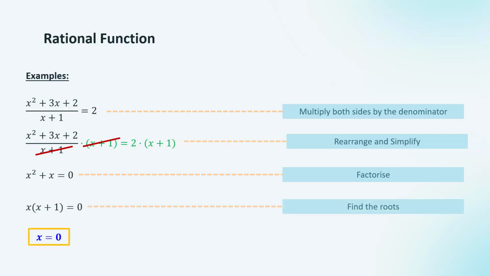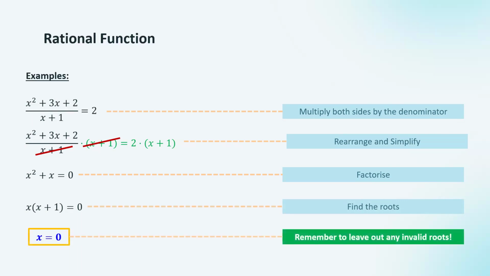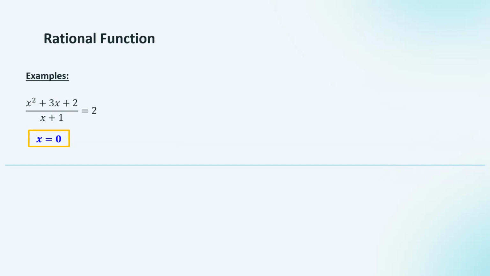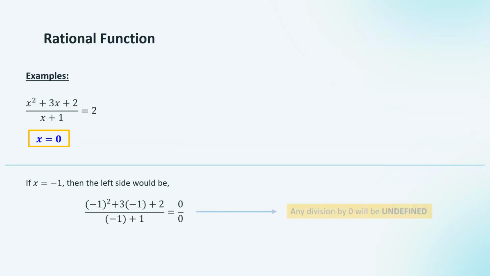Now you might be thinking, why is the minus 1 excluded? Because we need to remember to leave out any invalid roots. Why is minus 1 an invalid root? Let's take a look. What happens if x is equal to minus 1? If we plug in that value, the left side of the equation will be 0 over 0. Now, we need to remember that any division by 0 will be undefined. No matter what the numerator is, any division by 0 will be undefined. And because of that, x equals minus 1 should be an invalid root. I hope this clears up the confusion.